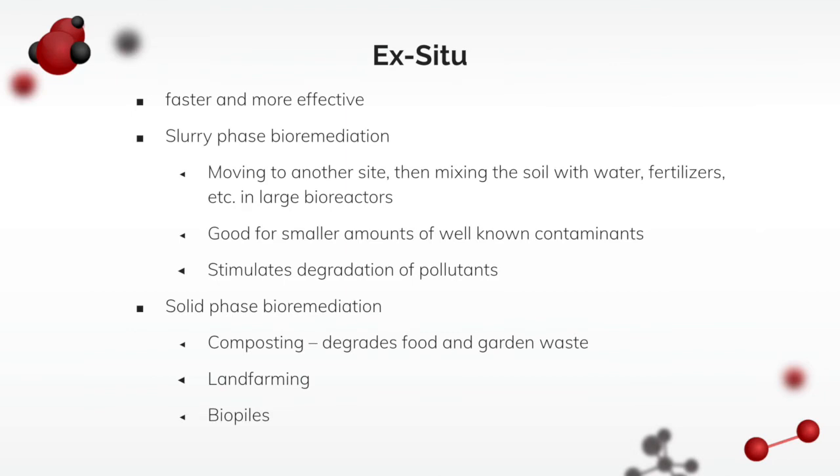So ex situ bioremediation is faster and more effective. You can break ex situ down into slurry phase and solid phase bioremediation. Slurry phase bioremediation involves moving to another site, mixing the soil with water, fertilizers, and so on, in these large barrels called bioreactors. It's good for smaller amounts of well-known contaminants, and it stimulates the degradation of pollutants.